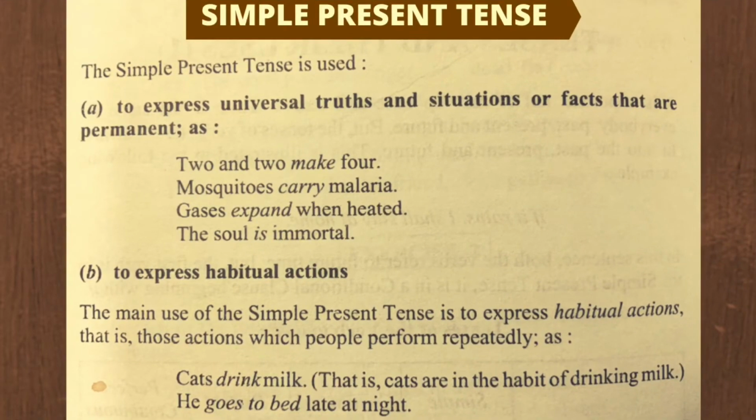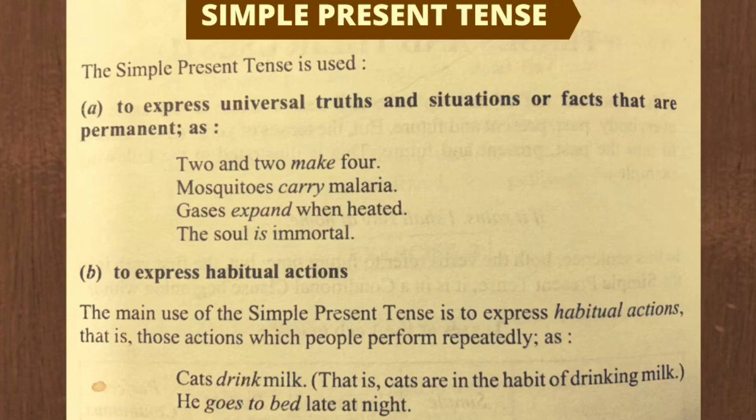Now we will look at present tense uses, starting with simple present tense. The simple present tense is used, A, to express universal truths and situations or facts that are permanent, as 2 and 2 make 4, mosquitoes carry malaria, gases expand when heated, the soul is immortal.